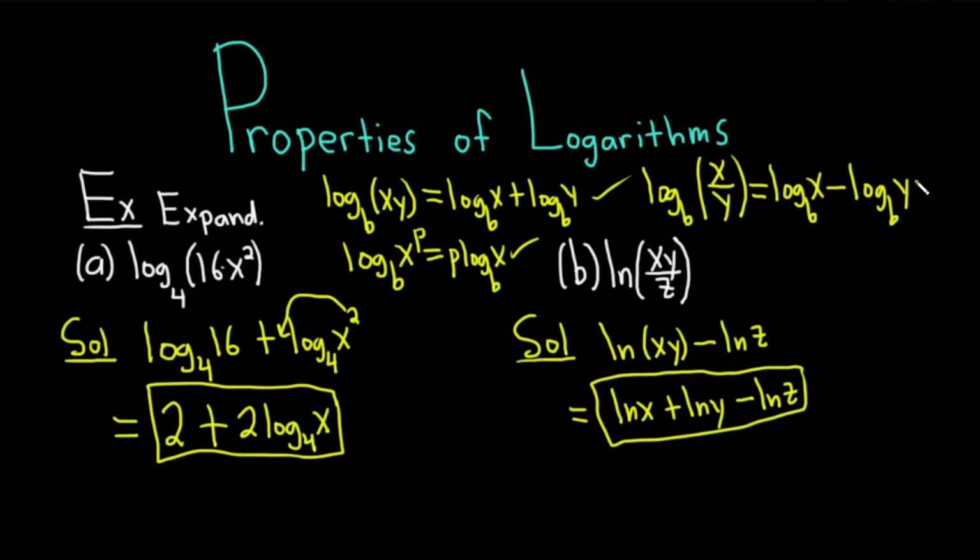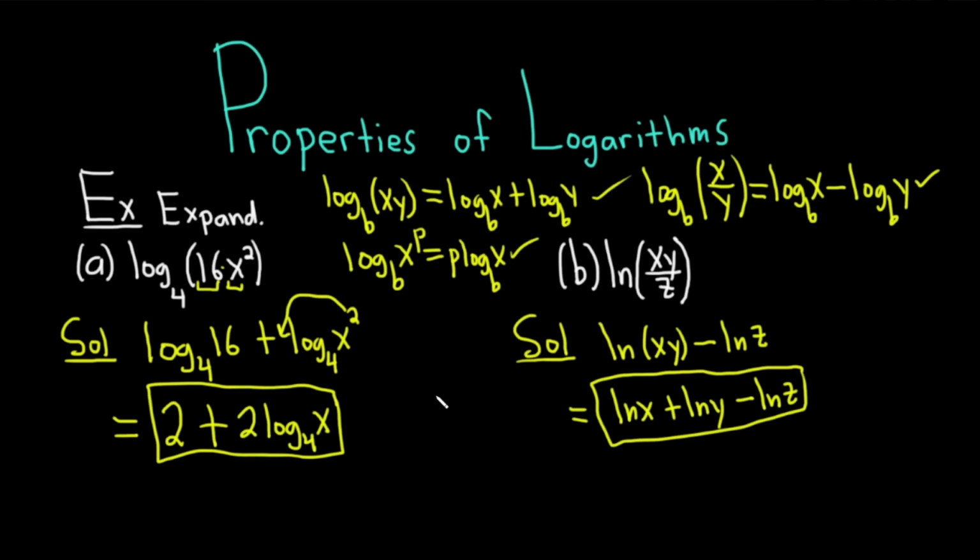I think when you're learning this, it's really important to pay special attention to these formulas you see on the screen. For example, in the first example, we have 16, we have x squared. So it's log of 16 plus log of x squared. Yep, we have it here. In this example, it's ln of xy over z. So it's the natural log of the top minus natural log of the bottom. So just really pay attention to the formulas.